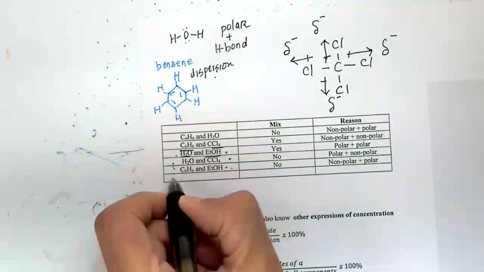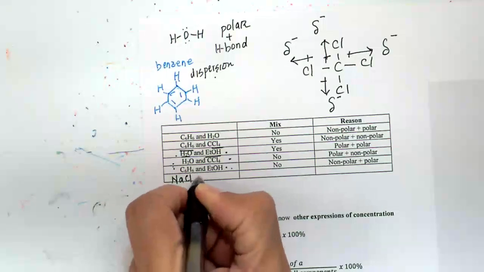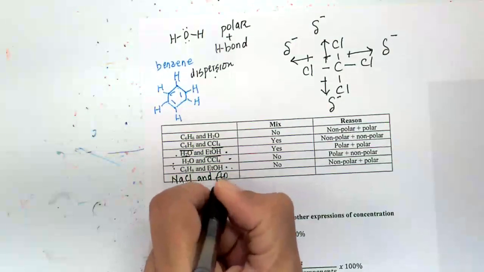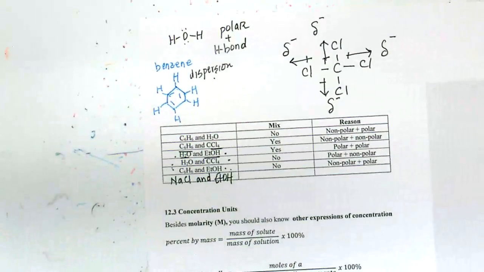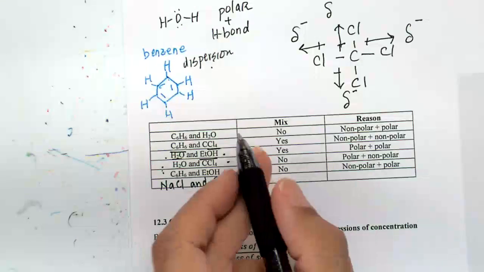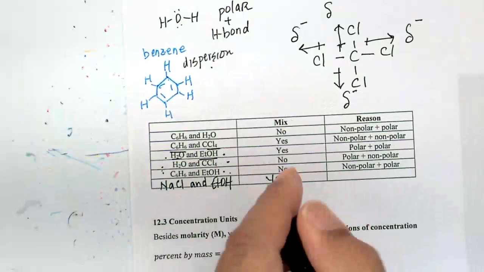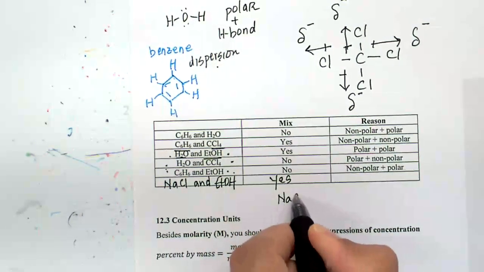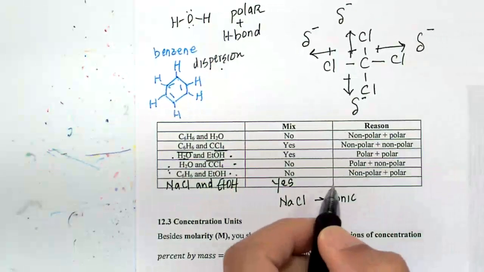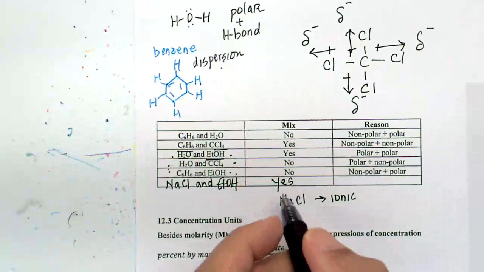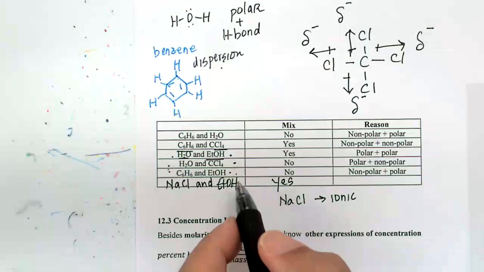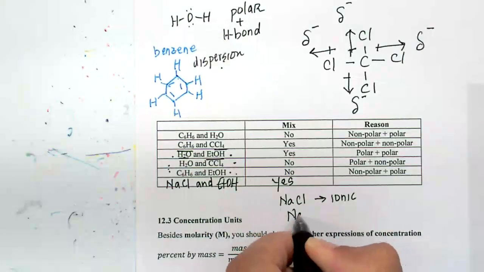Let's get one more here. How about NaCl and ethanol? What do you think that would be? Yes is the right answer. Why is that? What is NaCl? This would be ionic. So the Na+ would interact with the polar partial charges of the ethanol.